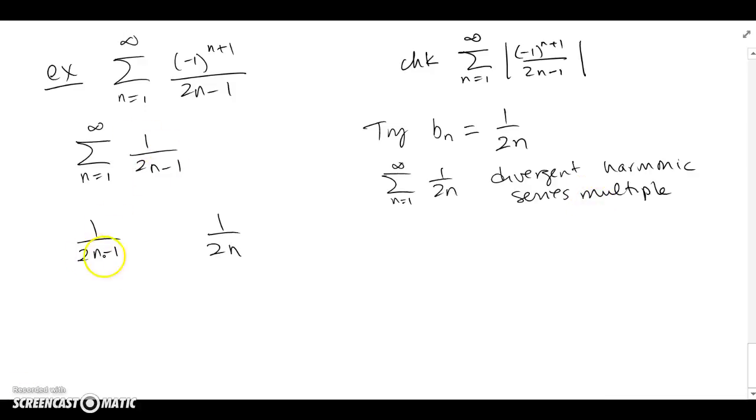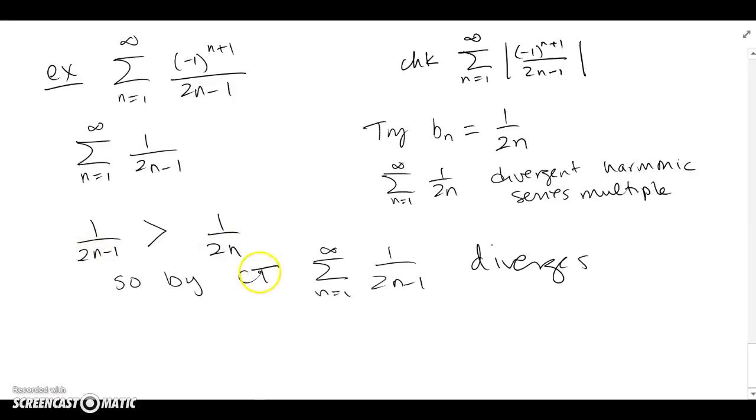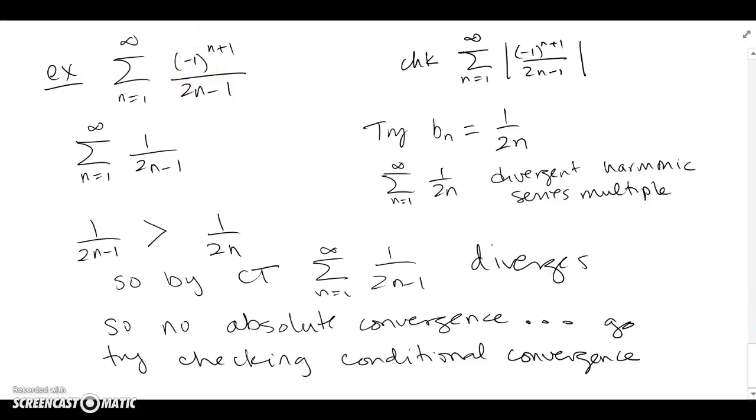Now the terms of this series are always going to be bigger than the terms of the harmonic series, because notice on the left the denominator is actually smaller than the denominator on this side. So, by CT, or the comparison test, this series in absolute value diverges, which means I cannot stop, I need to keep going back to the original series. So no absolute convergence, we're going to go try checking conditional convergence on the original series.